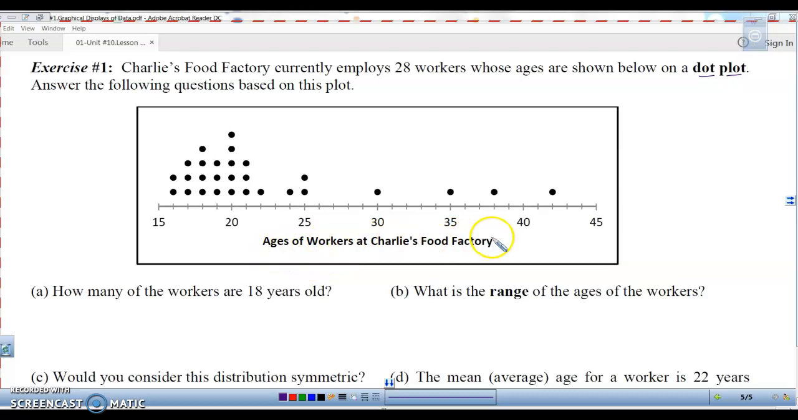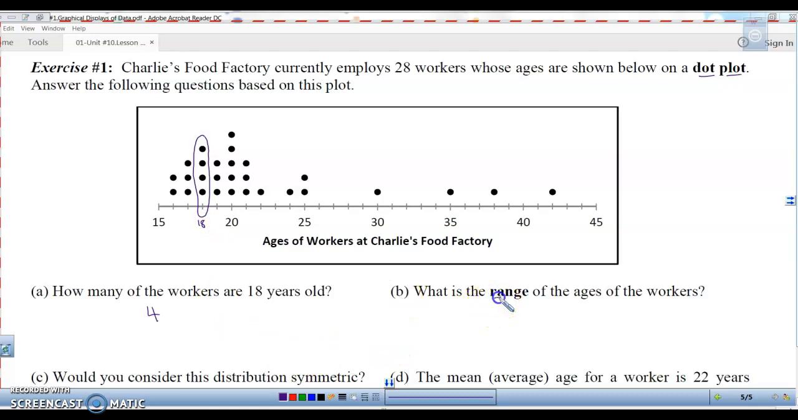These are the ages of the workers. Every time we pick a worker, we put their age on here. So how many of the workers are 18 years old? Well, we would find on our scale here 15, 16, 17, 18. It would be this column right here. How many dots do we have in that column? We have 4. So there are 4 workers that are 18 years old.